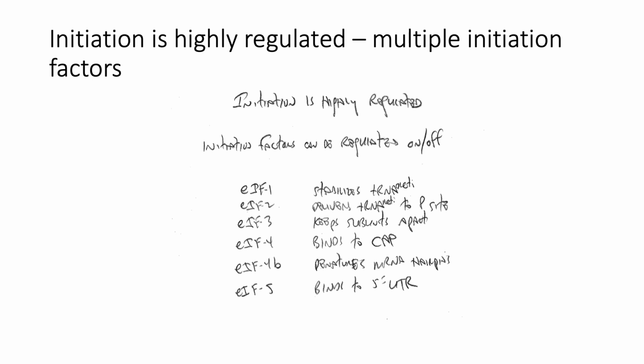Now, I want to give you an example. The translation can be regulated. That means translation can be turned off and can be turned on, meaning that not every messenger RNA that is there needs to be translated. It can be translated only when necessary. So I'm going to give you an example where we have regulation of EIF2, which will turn off and turn on translation. So we've talked about initiation, we've talked about elongation, and now I'm talking a little bit about how the initiation process can be regulated.